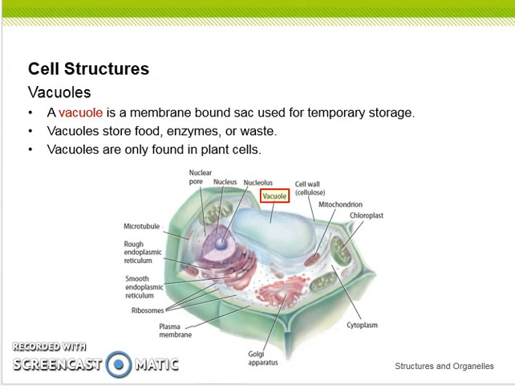A vacuole is a membrane-bound sac used for temporary storage. It can store food, enzymes, or even waste. Vacuoles are also found in plant cells in addition to animal cells.